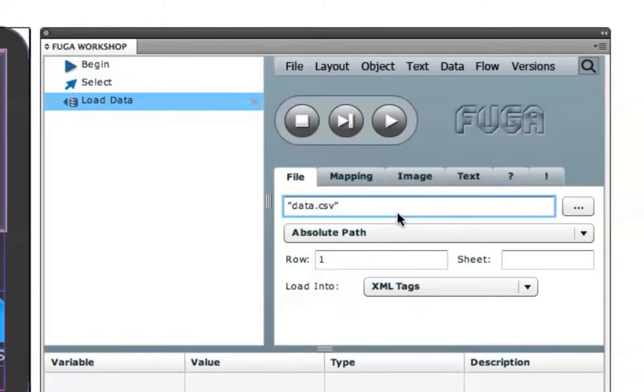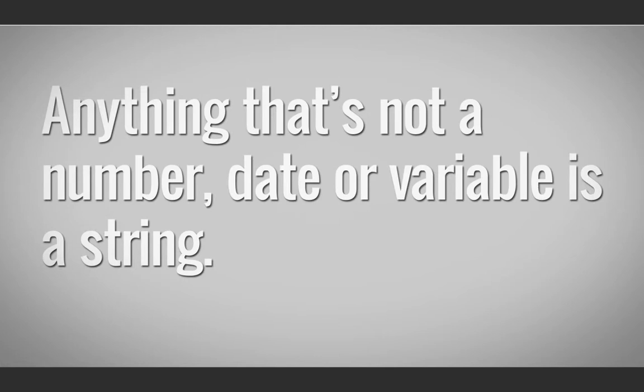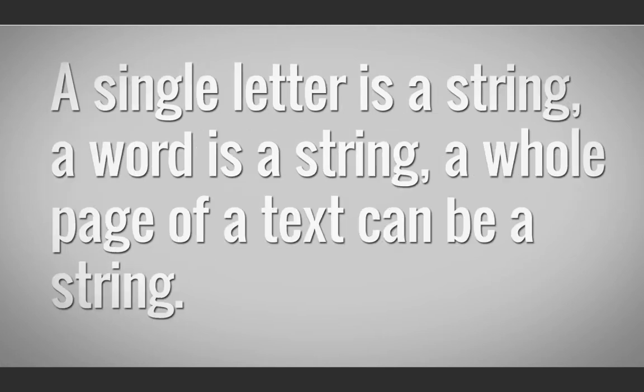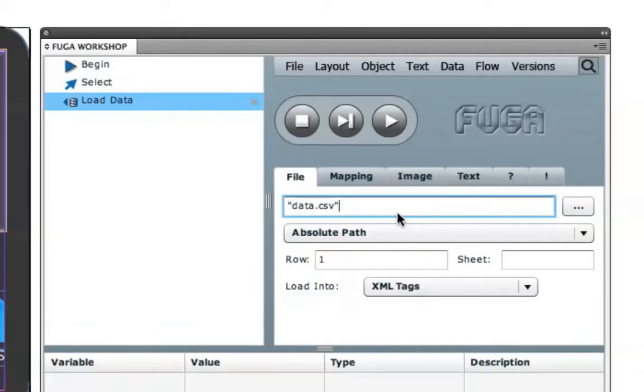Data.csv needs quotes because it's a string. A string is another word for normal text. Anything that's not a number, a date, or a variable is a string. A single letter is a string, a word is a string, a whole page of text can be a string. Object names, file names, character style names, column names, and the names of XML tags are all considered strings. The reason why strings need quotes will hopefully become clear when we start talking about variables and expressions in another tutorial. But for now, the main thing you need to know about strings is that they're everything besides numbers, dates, and variables, and that they always need quotes.